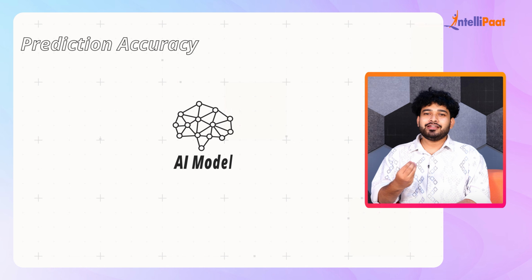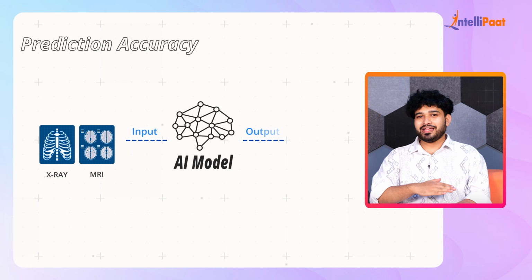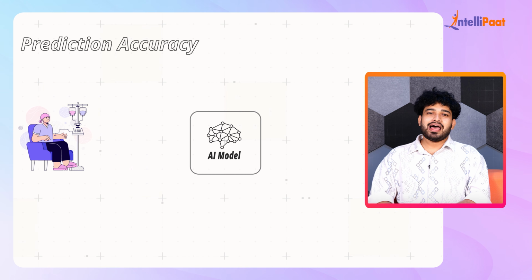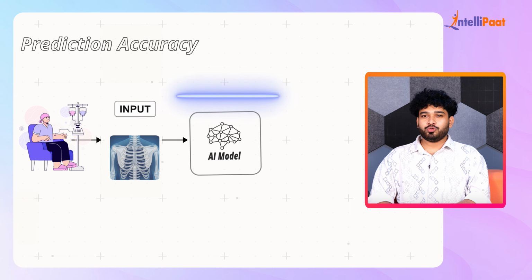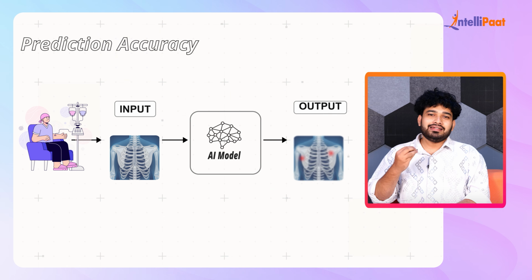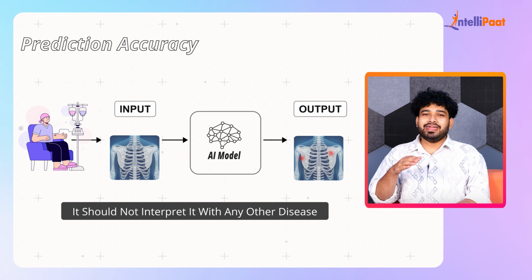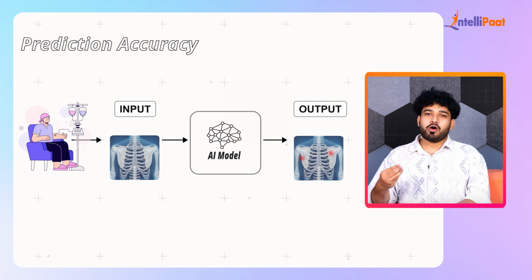Now let me put all these three components into a practical use case by taking the same example that I took in the beginning of the video. Say, if a person has cancer, our model should be able to take X-ray images and detect the cancer cells accurately. It should not interpret it as any other disease. This highlights how much the outcome of this model can be trusted, which is known as prediction accuracy.